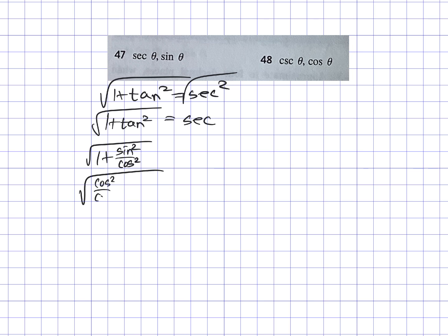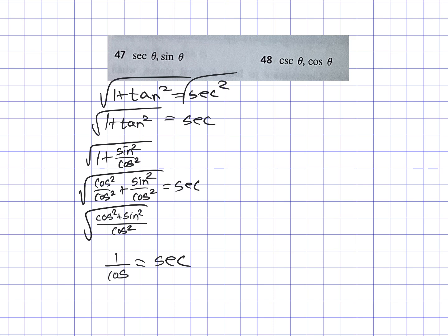Cosine squared over cosine squared is 1. Sine squared over cosine squared. Okay, put those together. I get cosine squared plus sine squared. There's an identity right there. And cosine squared plus sine squared is 1. The square root of 1 is 1. And the square root of cosine squared is cosine. Equals a secant, which is what we said. But we wanted this in terms of sine. And as you can see, we went into a circle here.